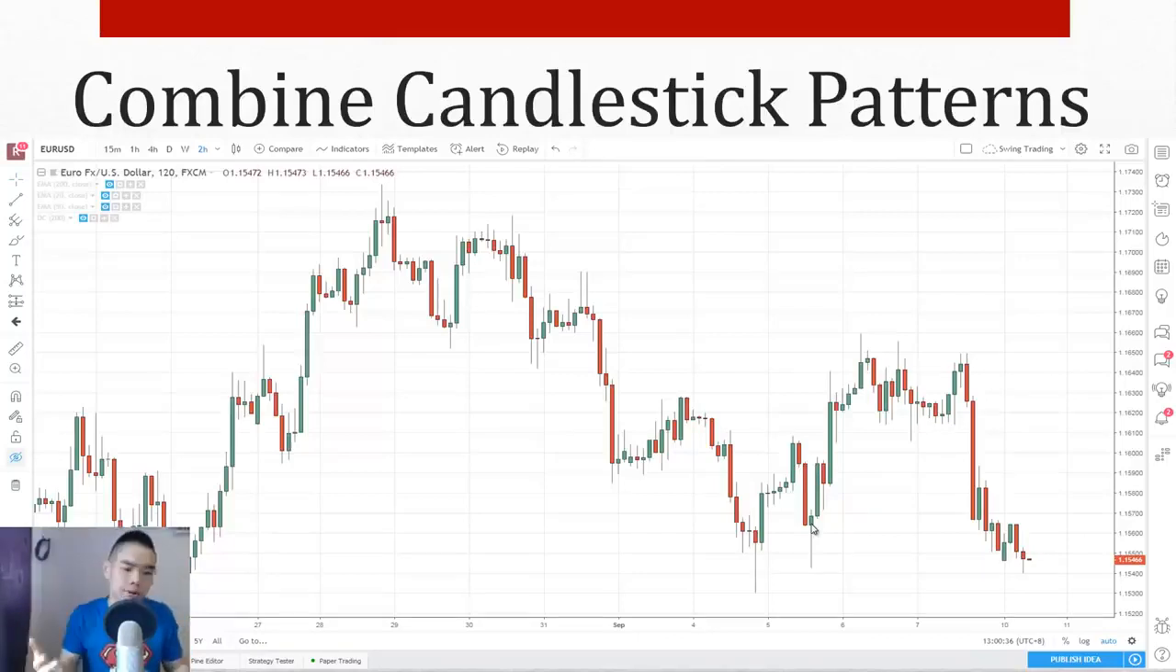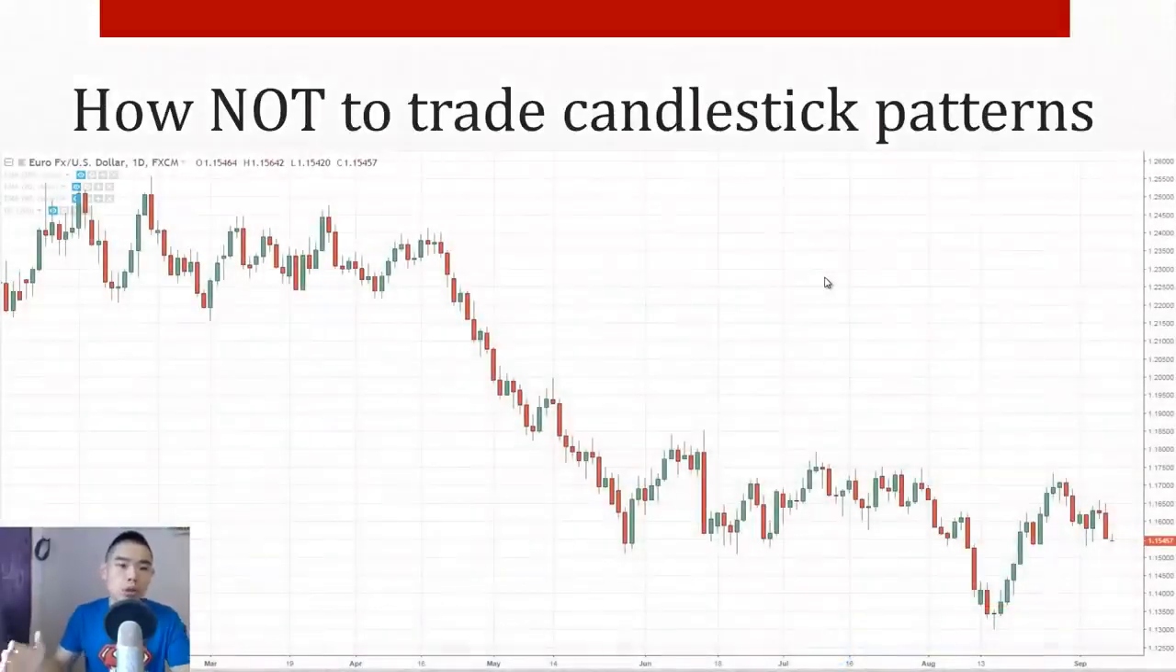Similarly, if you're on a 4 hour time frame and you can't make sense out of it, go up to the 8 hour time frame, and things might be clearer for you. So this is the usefulness of combining candlestick patterns and understanding what's going on in the big picture. So now, how not to trade candlestick patterns? Now you know how to read candlestick patterns, and you even know how to combine them.